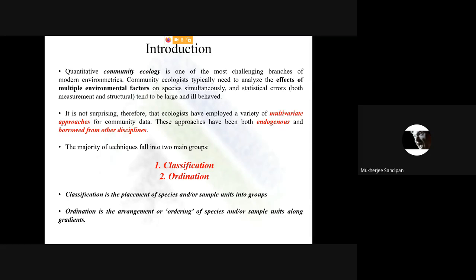Now, it is not surprising, therefore, that ecologists have employed a variety of multivariate approaches. For those from a mathematics background, multivariate definitely means you have multiple variables. So when you have a data set with multiple variables, you do multivariate data analysis. And because in community ecology we have multiple variables, we have to do multivariate data analysis. These approaches have been both endogenous and borrowed from other disciplines.